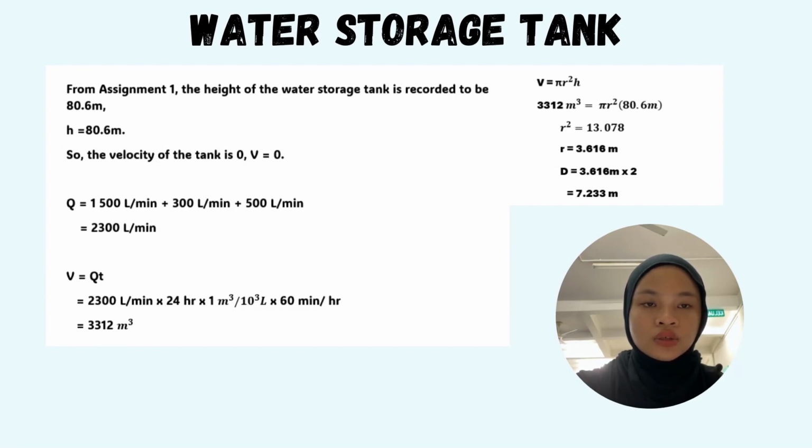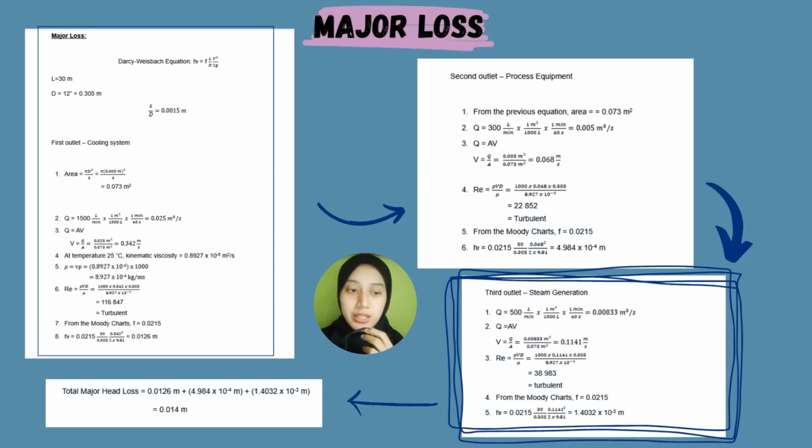And then we get 3,312 cubic meters. After finding the volume, we need to solve for the radius, where 3,312 equals pi times radius squared multiplied by 80.6 meters. After that, we get a radius of 3.616 meters, and then we multiply it by 2 to get the diameter, which is 27.233 meters.